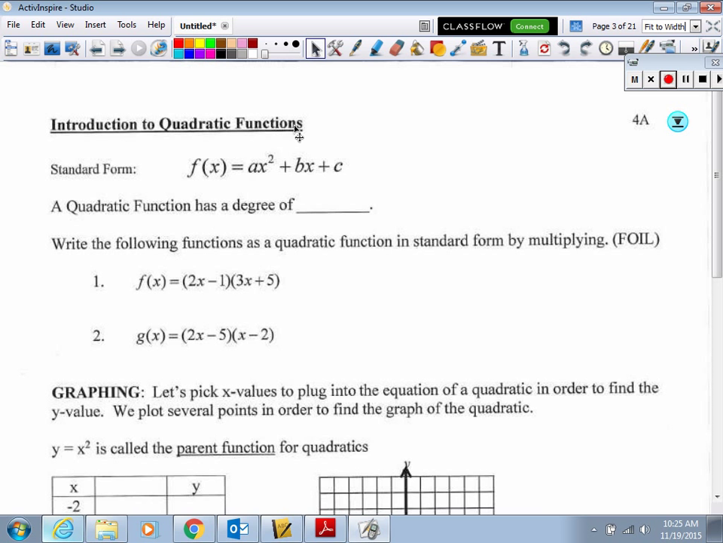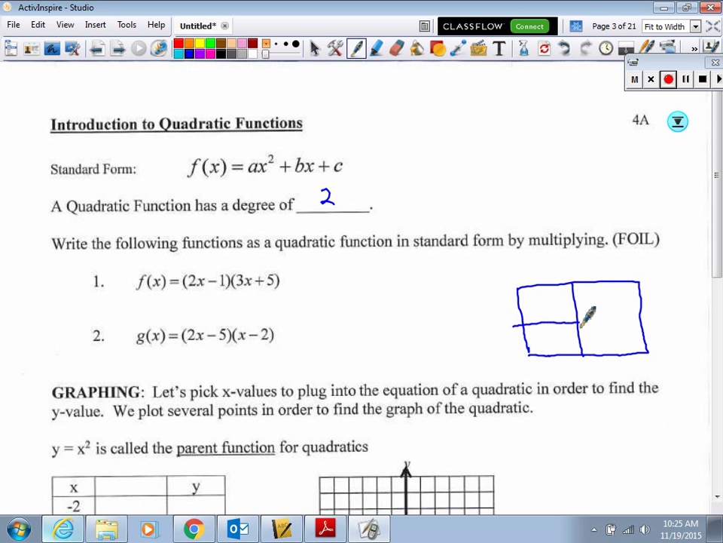Okay, so a quadratic function has a degree of 2. The squared term tells you what the degree is. And so the first thing they want you to do is, if it's not in standard form, you need to be able to put it in standard form. So what they have you do is they have you multiply these two. You could use FOIL, which is first, outer, inner, last, or you could use the rectangular boxes, which is what I taught. Or you could use distributive property. It's whatever makes you happy.